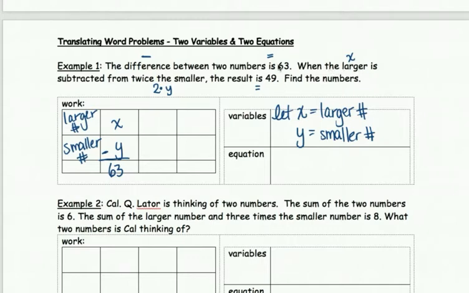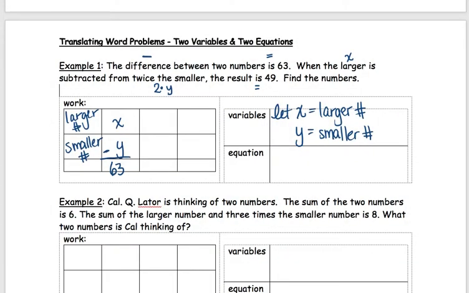So when the larger is subtracted from twice the smaller, the result is 49. Okay, so the larger is subtracted from twice the smaller. So you're taking the larger and subtracting from twice the smaller. So again, you can write this wherever in here. If you find that writing it up and down is a little confusing, you can write it sideways here. So twice the smaller, okay, the larger is subtracted from this.